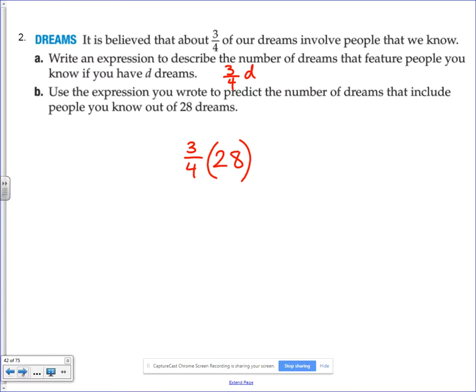What do you get? This is where I want to make sure you know how to use a fraction bar in your calculator. Let's go. 3/4 times 28.